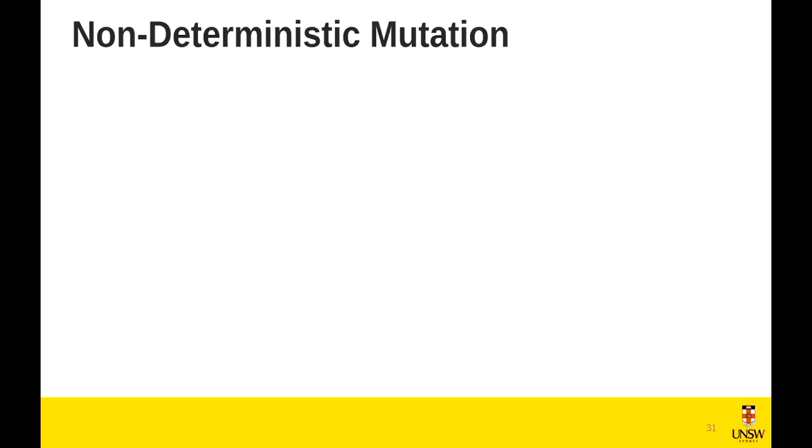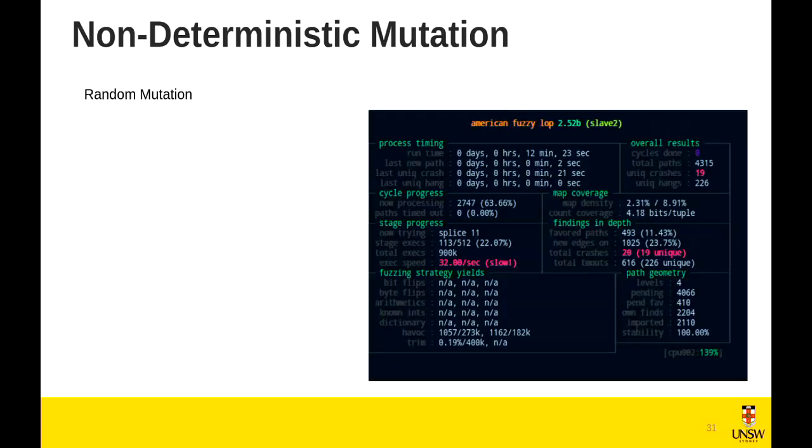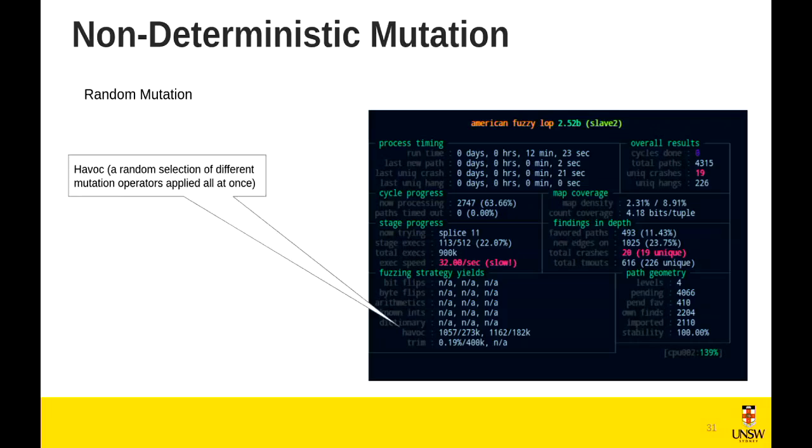And AFL also has non-deterministic mutation operators, which are basically some kind of random mutation. This is kind of similar to random testing. The first type of random mutation is called havoc. The result of havoc is displayed here. Actually, it's just a random selection of different mutation operators in the previous slide and apply all of them at once. So this is some kind of havoc mutation.